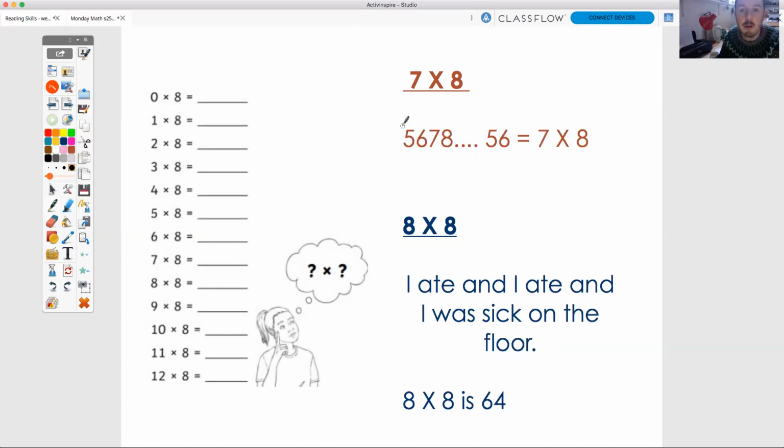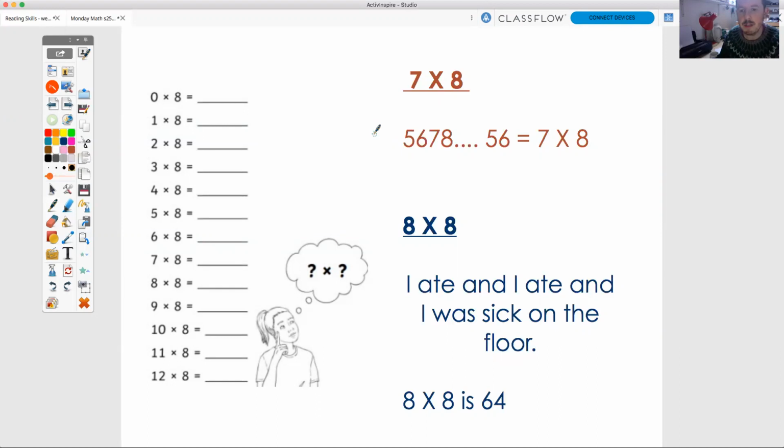So the rule goes, 7 times 8, you say 5, 6, 7, 8. They're consecutive numbers. 5, 6, 7, 8. 56 is 7 times 8. And that's to help you remember 7 times 8, because the answer, 56, can go 5, 6, 7, 8 in consecutive order.